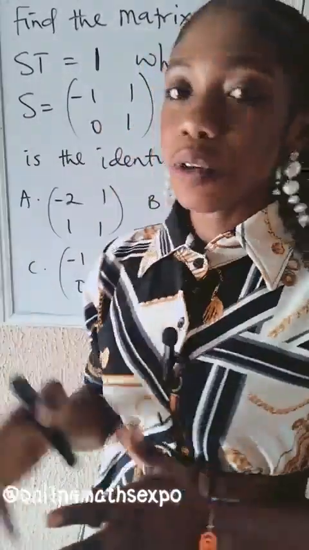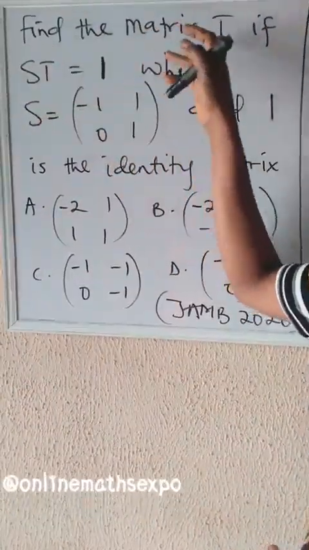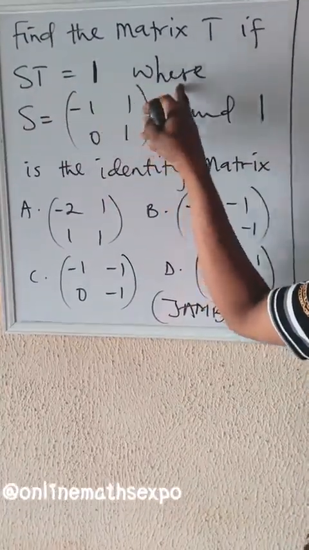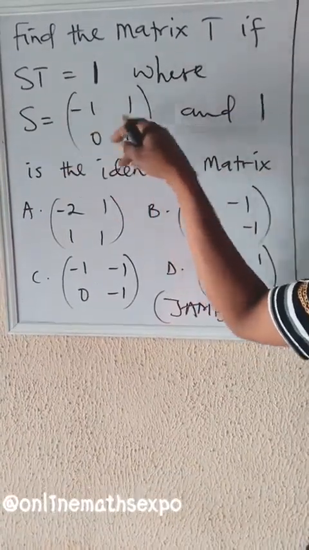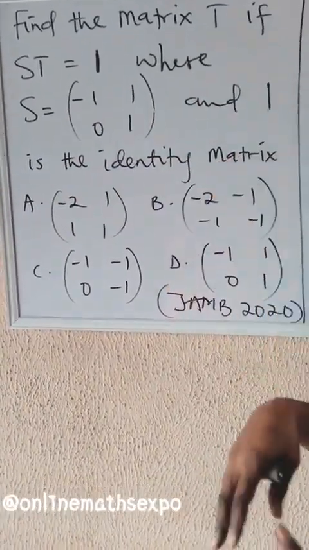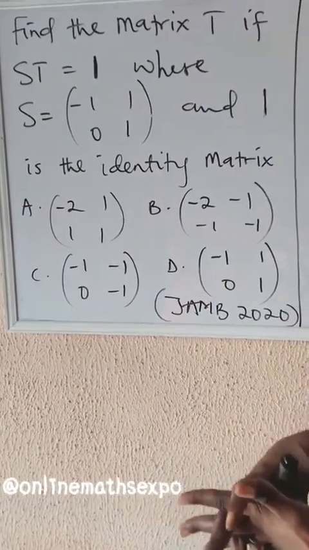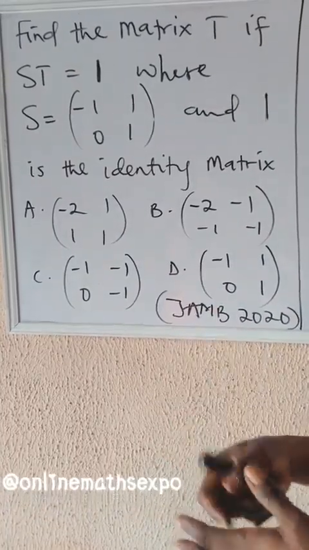Okay, now let's look at what we have in today's class. We are asked to find the matrix T if ST is equal to I, where S is this matrix and I is the identity matrix. Now this is from a topic we call matrix, and this is a JAMB question. Now how do we solve this kind of problem?